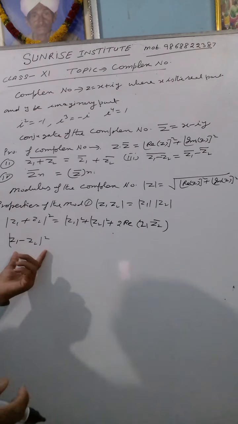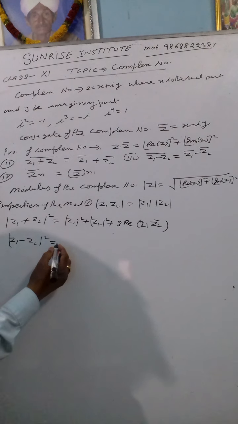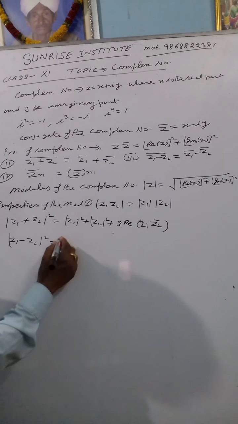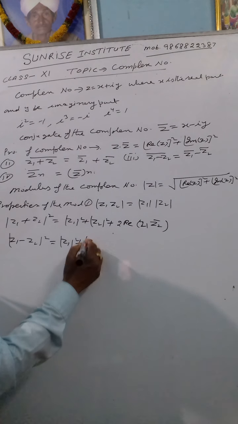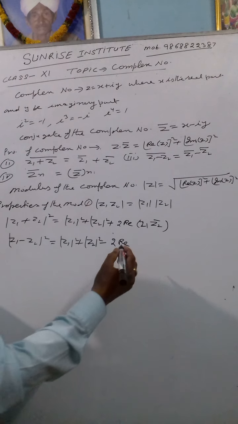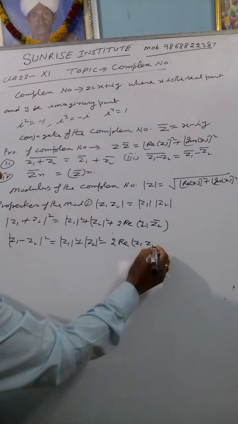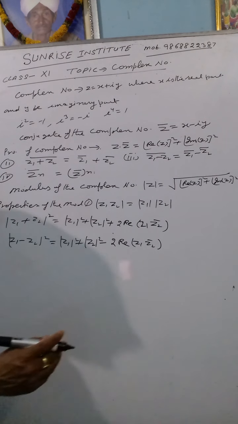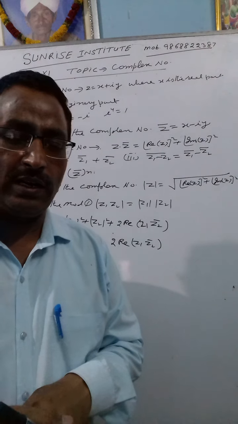Modulus of z1 minus z2 whole square equals modulus z1 square plus modulus z2 square minus 2 real of z1 z2 conjugate. Okay students, this is the property of modulus of z.